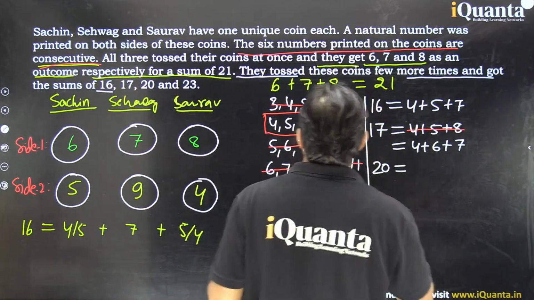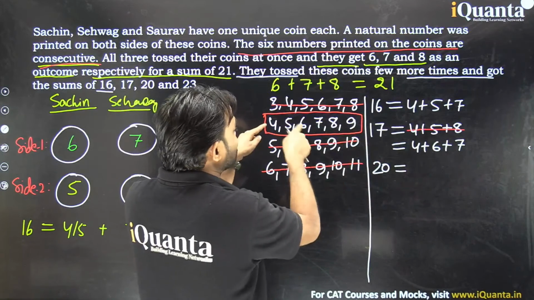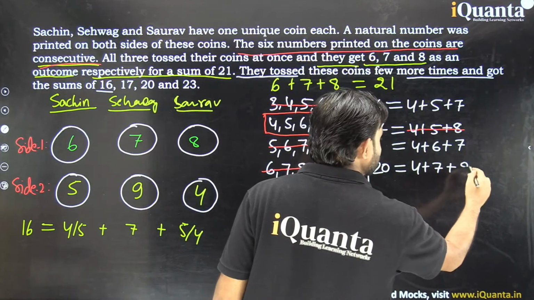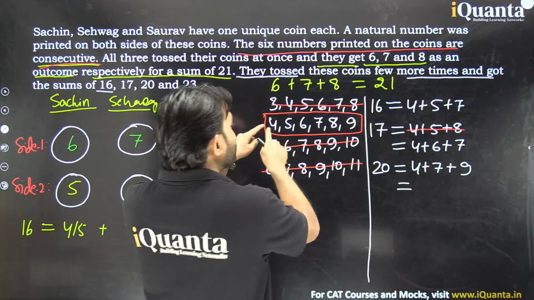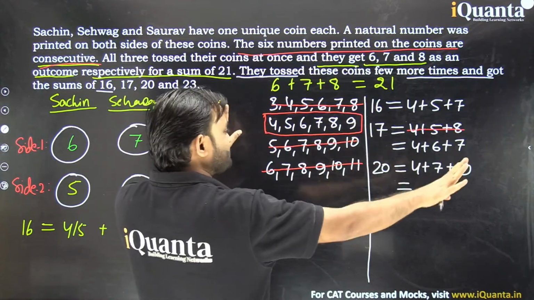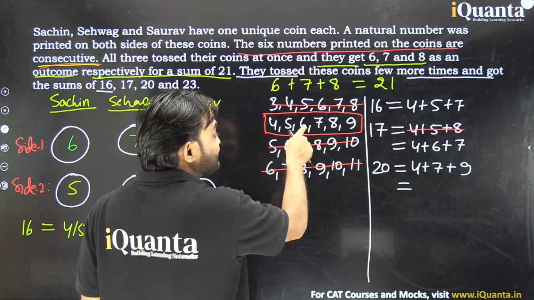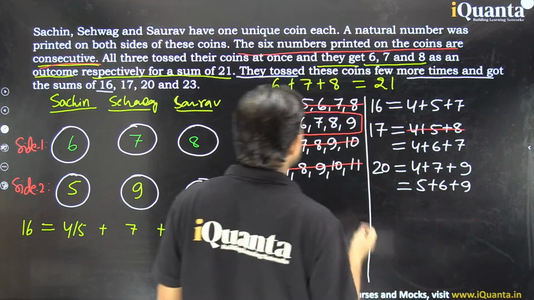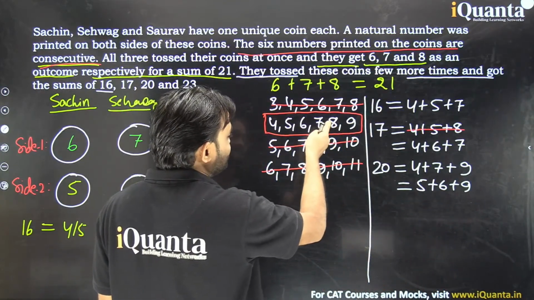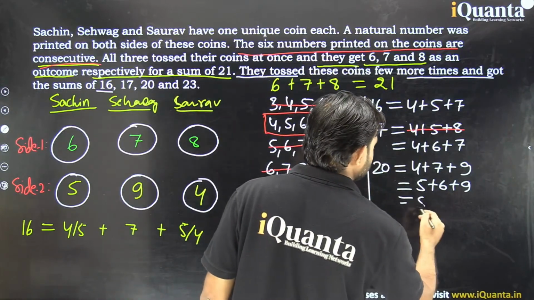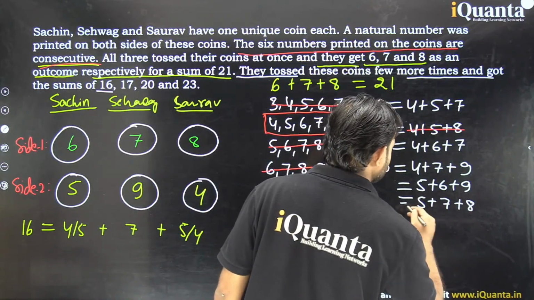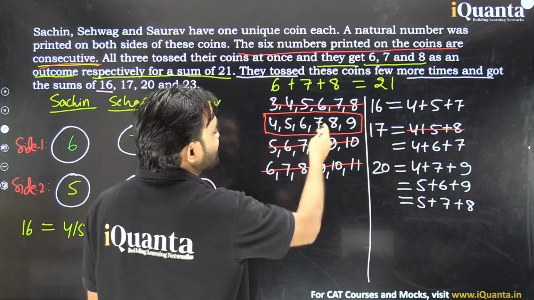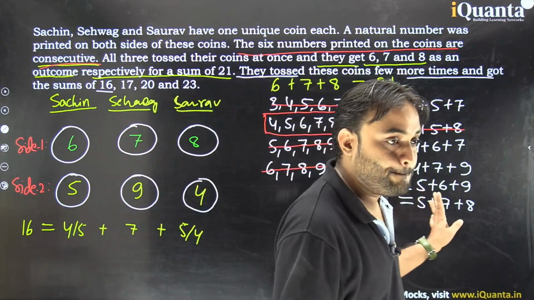20 is equal to 4 plus 5 plus 11, not possible; 4 plus 6 plus 9, not possible; 4 plus 7, 11, plus 9, 4 plus 7 plus 9. What else can there be? 4 plus 8, 12, plus 8, not possible; 4 plus 9, not possible; 5 plus 6, 11, plus 9. Okay, 5 plus 7 plus 8. Right? 5 plus 7 plus 8; 5 plus 8 not possible now, 6 plus 7 not possible, only these three cases. Okay, all right.